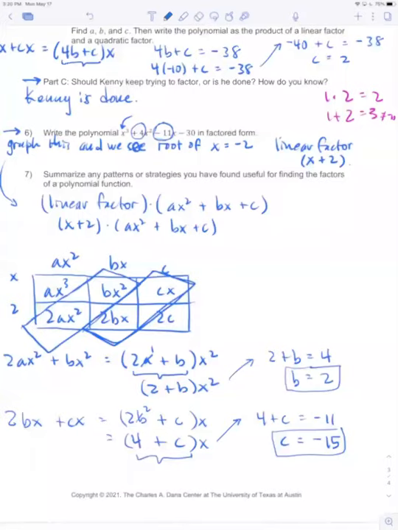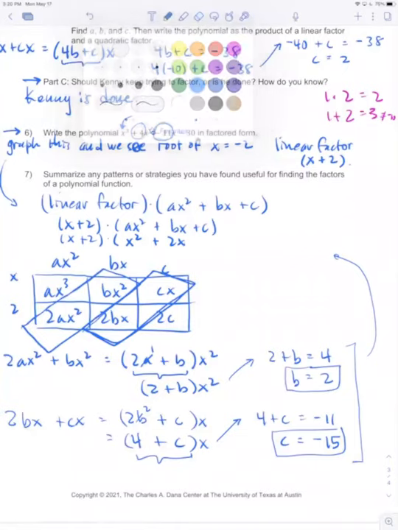Okay, now taking this information, and we also know that the a was 1. I'm going to go up here, and we write x plus 2. There's our linear factor, times a, which is 1, so we get times x squared, and then b is 2, plus 2x, plus a -15. I'll just write it as -15.